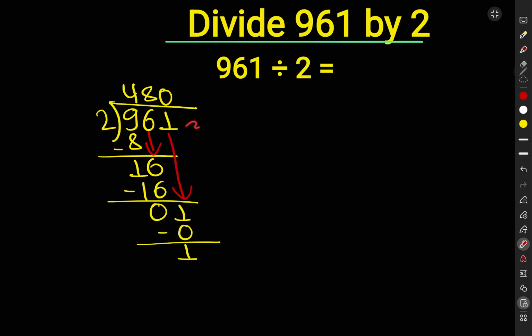So now there is no other number to put down. So we take a decimal here so that we can put 0. So it is 10 and 2 times 5 is 10. On subtracting we get 0. So 961 divided by 2 is 480 decimal 5.